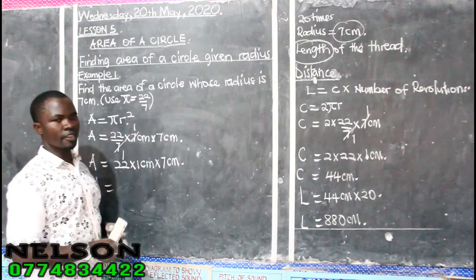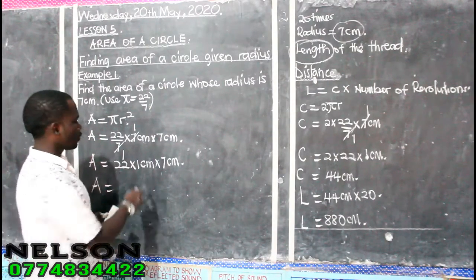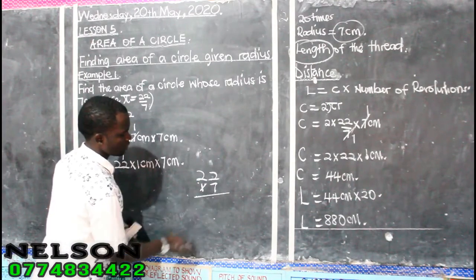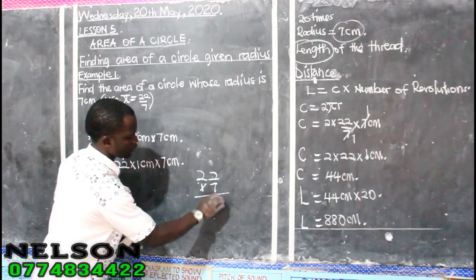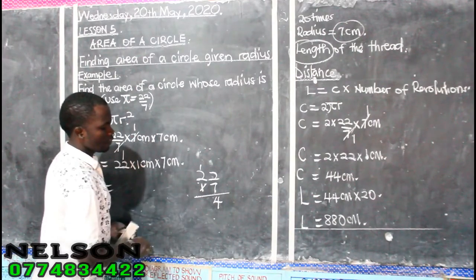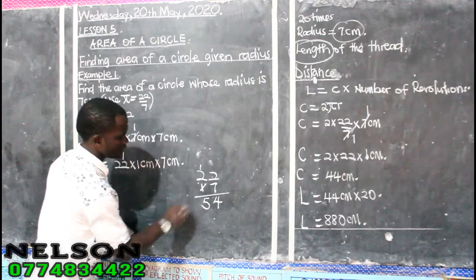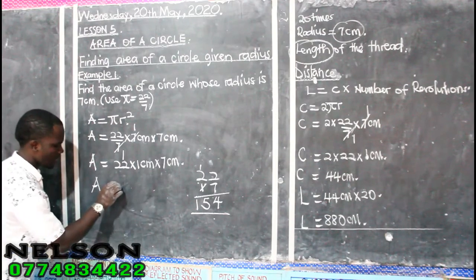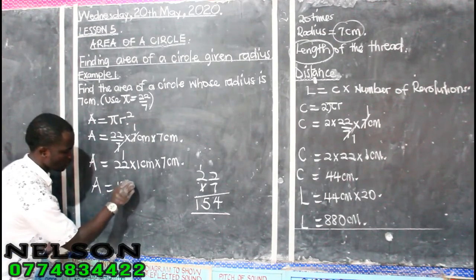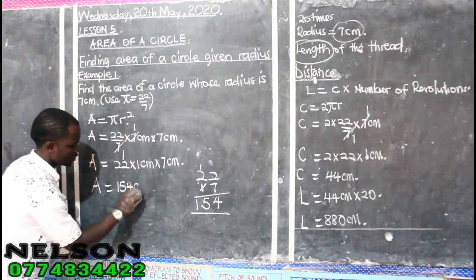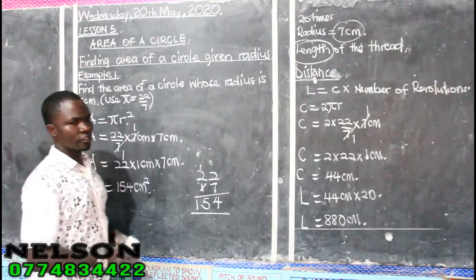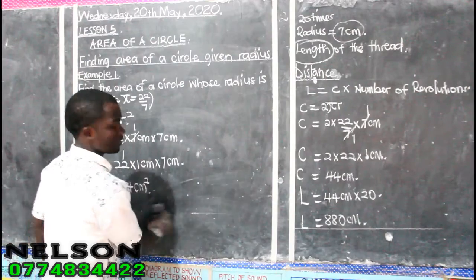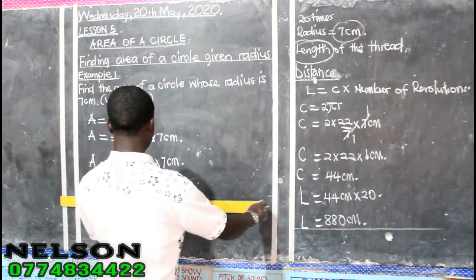22 times 1 centimeter is 22 centimeters. 22 centimeters times 7, 22 times 7. 2 times 7 is 14. Carry 1 here. What is here? 2 plus 1 is 3... 14 plus 1, that is 15. Right here 5. Put here. So when you multiply this time with this, we shall have 154. And then centimeter times centimeters, we get square centimeters. So that is the area of the circle whose radius is 7 centimeters.